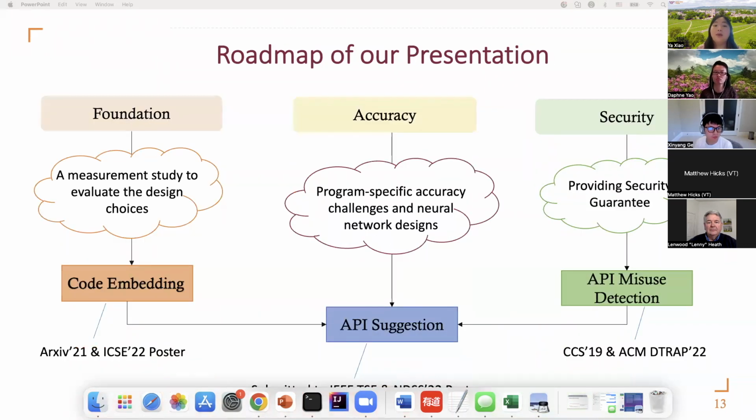This is the roadmap of our contribution. We laid the foundation by a measurement study to evaluate important design choices in the process of code embedding. And to improve the accuracy, we identify the accuracy challenges and address them by specialized neural network designs. And finally, we also use a high precision detection tool to guarantee the code we learn is secure. These are the related publications.